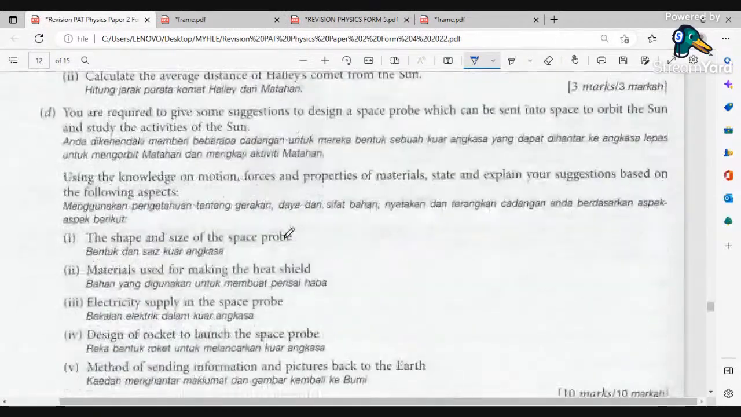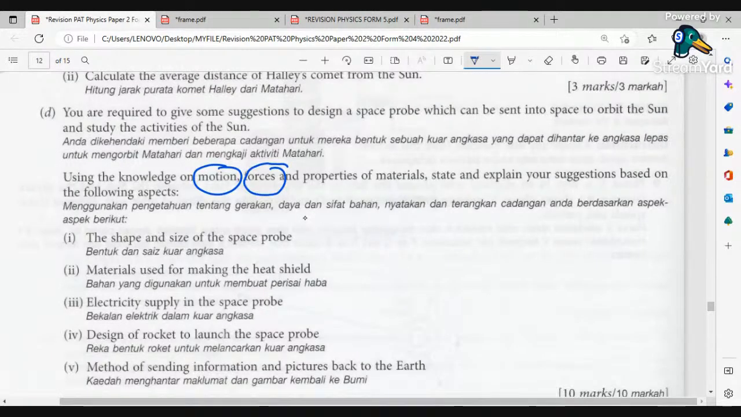Okay, let's try part D. You are required to give some suggestion to design a space probe which can be sent into space to orbit Sun and study activities of Sun using knowledge of motion, forces and property of material. Motion, forces, properties of material. State explain suggestion based on following aspects. Shape and size, material, electricity supply, design of rocket, method of sending. So already given 5 aspects. So you just write your answer based on the aspect given. Okay.